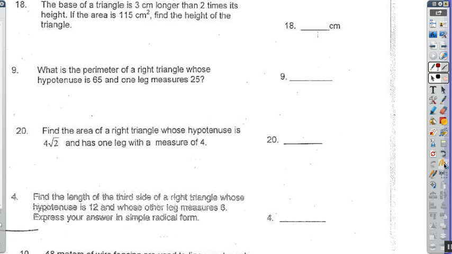All right. Find the area of a right triangle whose hypotenuse is 4 root 2. And, well, okay, we know that this is a 45-45-90 right triangle. Therefore, it's going to be 4 times 4, which is 16, divided by 2, which is 8.